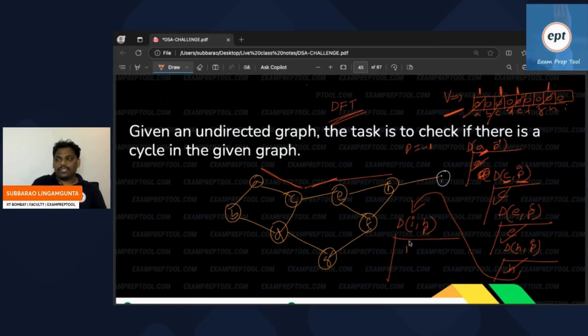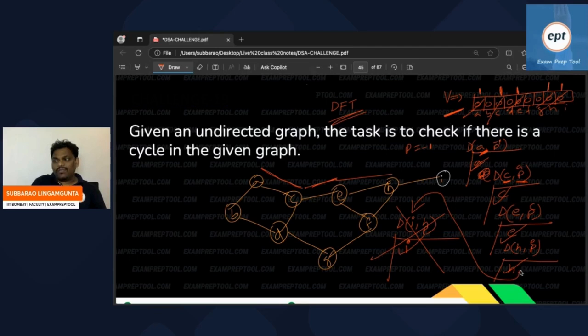I is visited. That is fine. Next one is going to be I adjacent which are not visited. I think all are over. That means this is completed. Popped out. So you will go to previous.